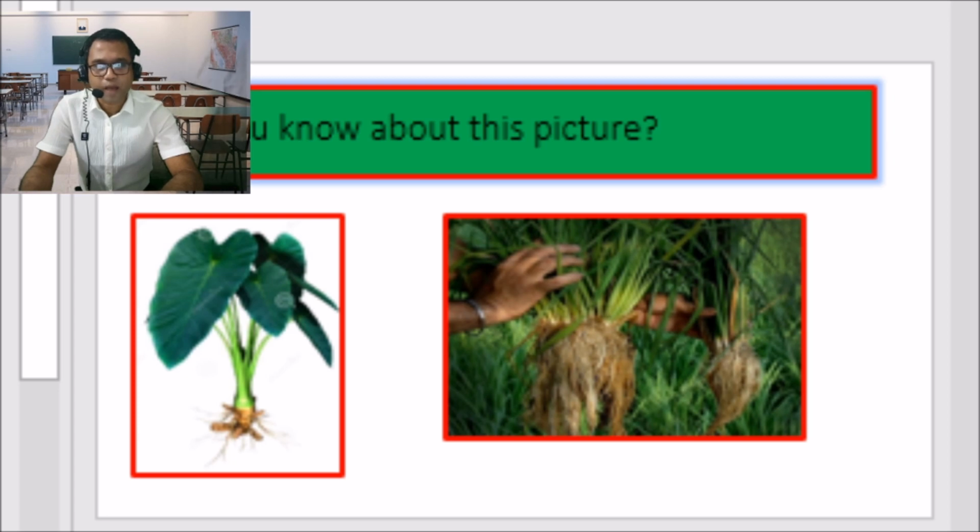Do you know about this picture? This one is an aram plant and this one is a paddy plant, and these two plants are related to the monocot plant. This one is the root of the aram plant and this one is the root of a monocot plant, that means the paddy plant. So today's topic is the monocot root, the internal characteristics of monocot root.